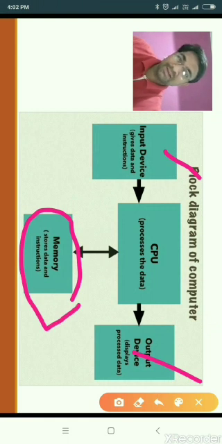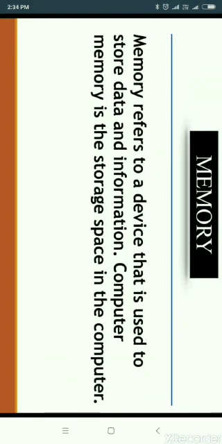So let's start. Dear students, first I will explain what is computer memory. A memory is an important component of computer. A memory is just like a human brain. It is used to store data and information. Computer memory is the storage space in the computer. Memory is any physical device capable of storing information temporarily or permanently. Computer can store a large amount of data safely in its memory for future use. When you give input to the computer, it goes into the computer memory.